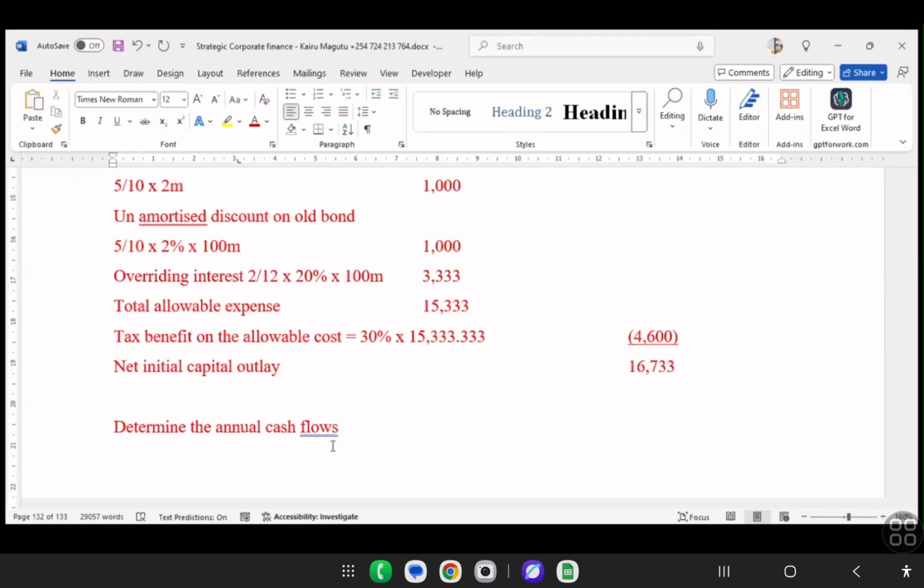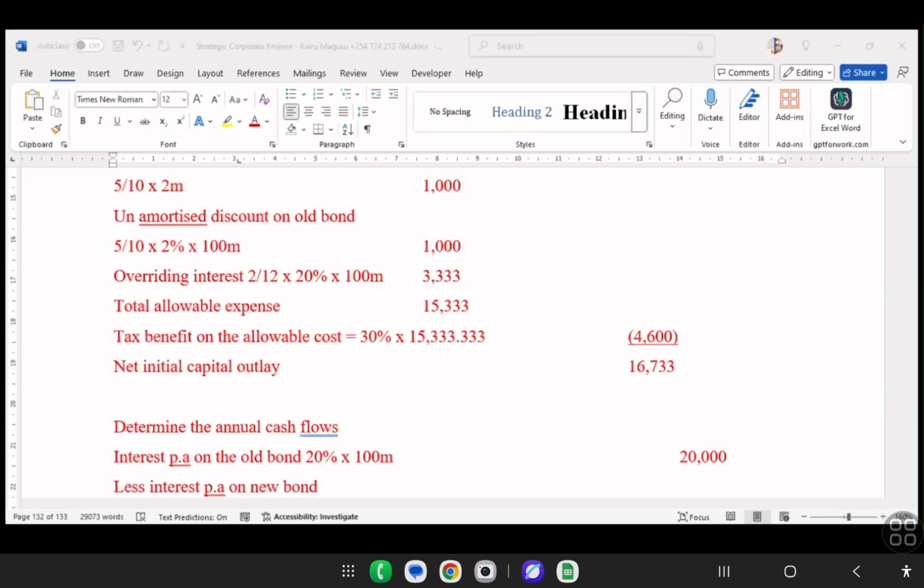Now, I want to show you interest per annum on the old bond. We are told it's 20% multiplied by 100 million. How much is this? It should be 20 million. We less interest per annum on the new bond.